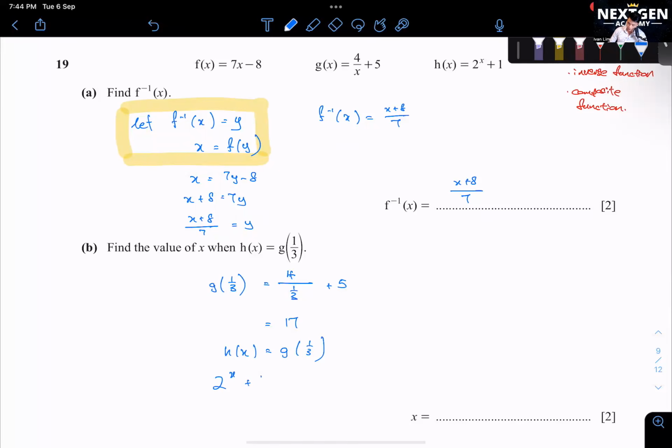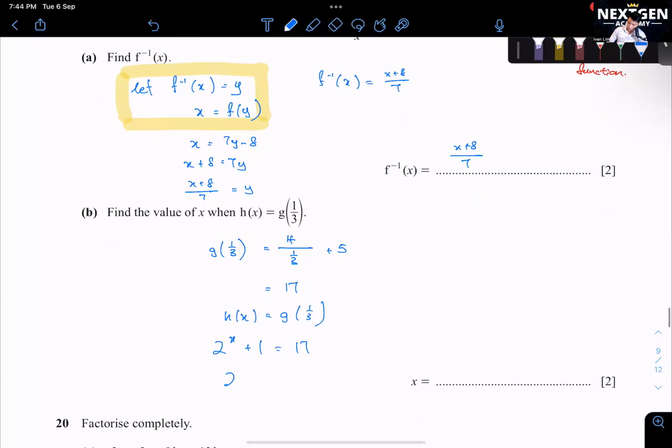2 to the power x plus 1 equals to 17. 2 to the power x equals to 17 minus 1, which will be 16. To do this one, we need to change it both to 2 to the power of something. So you just try and error. 2 to the power of 4 will be equals to 16. Therefore, x is equals to 4.